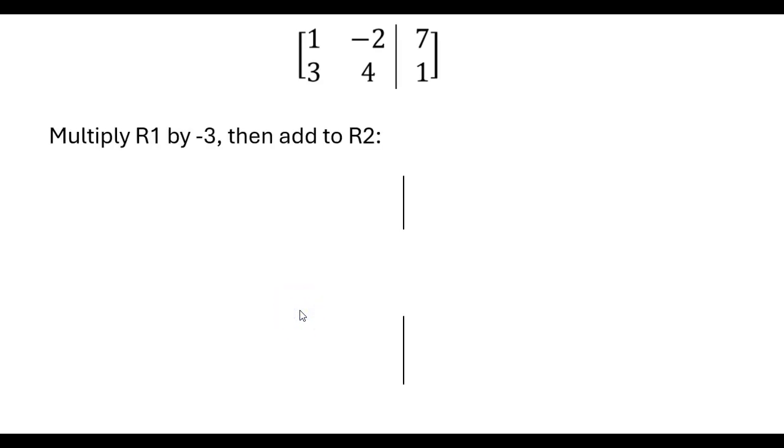We're going to multiply R1 by -3. This gives us an equivalent equation. That gives us a -3 in the first position of row 1, which when we then add to row 2, will make that go away. So if I multiply through row 1 by -3, I get -3, +6, and -21.